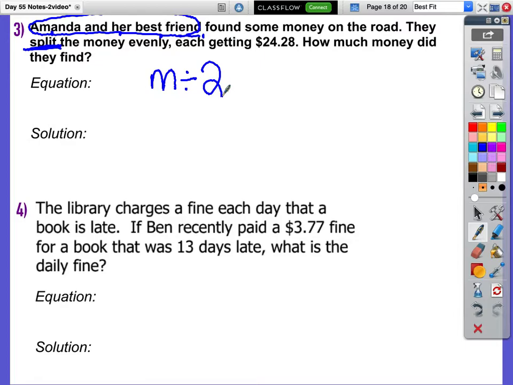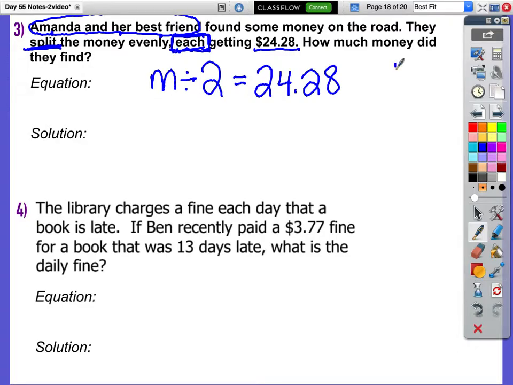All together, after they take the money and split it, they have $24.28 each. Now, I know we talked about each almost always having a variable with it, but in this case, the 24.28 is our total. So you just kind of have to use common sense to see whether each is going to be something with a variable or if that's maybe part of your total. All right, so that is our equation.